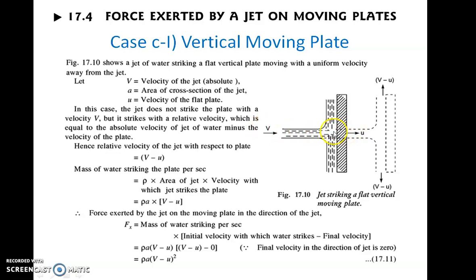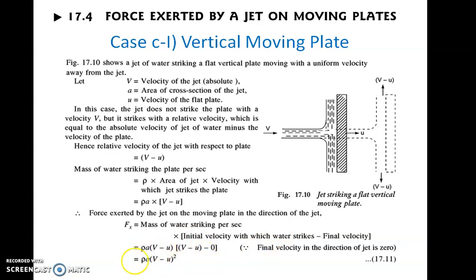But after striking the plate in the x direction, the plate and jet will move with the same velocity. That will not be v minus u. There will be no relative component between the plate and the jet. That's why the velocity of the jet with respect to the plate after striking will be 0. Plate will move with velocity u, but the relative velocity will be 0, and that is a very important term that you have to understand in the case of moving plates.